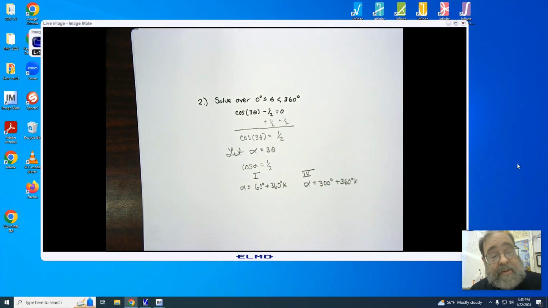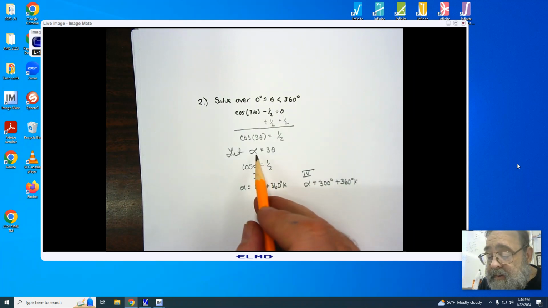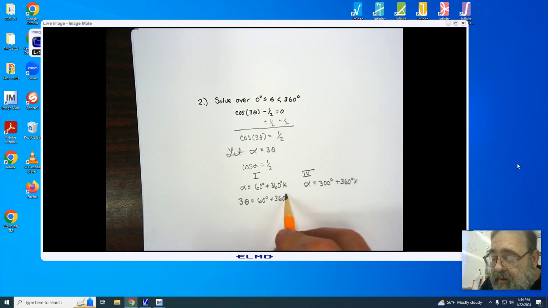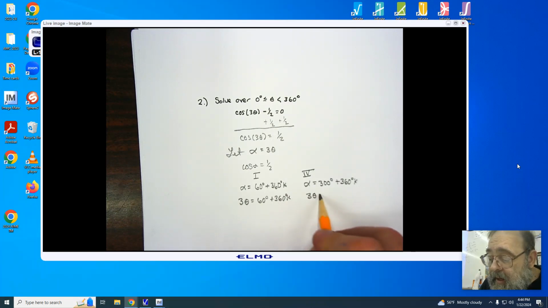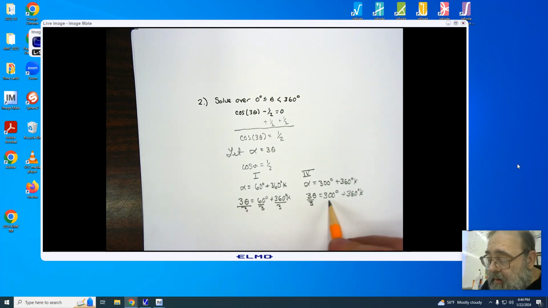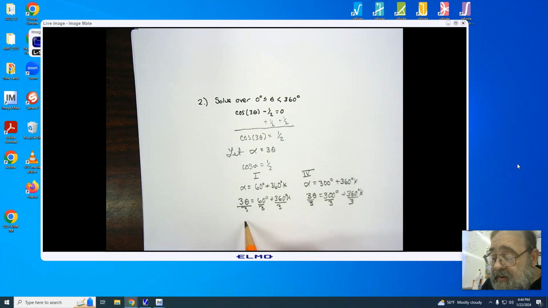Now, once I've got that all set up, I'm going to go ahead and replace. Since I know that alpha is equal to 3 theta, I can then say 3 theta is equal to 60 degrees plus 360 degrees k. And 3 theta equals 300 degrees plus 360 degrees k. I'm now going to divide everything by 3 on both sides. See, I'm just dividing everything by 3. This is going to give me my thetas are going to be 20 degrees plus 120 degrees k. And theta equals 100 degrees plus 120 degrees k.